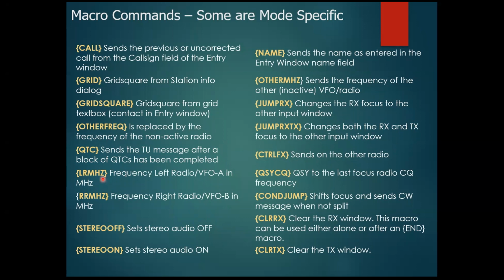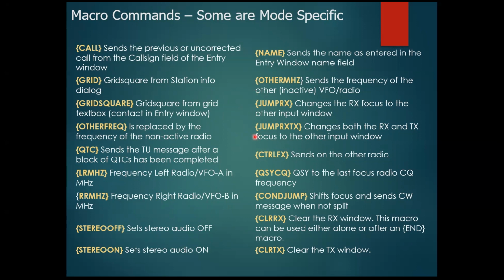What the left radio frequency is, the right radio frequency is, stereo on off, so you can set this thing up for almost SO2R operation without an external SO2R box. I know people that are doing that. The name is entered in the entry window, so you can try to verify the person's name. If you think you might have copied it wrong, you could have something, name is Stan or something. Other megahertz sends a frequency to the other radio.